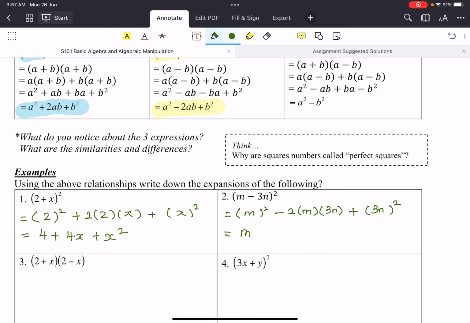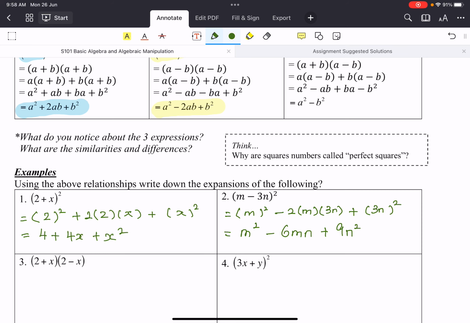m squared minus 6mn. And then (3n) squared is 3n times 3n. So here I need to actually caution you. It is 3n times 3n resulting in 9n squared. It is a common mistake by some students in their haste to solve the question very quickly. They become careless here and they just write the result as 3n squared, forgetting that the 3 also needs to be squared.